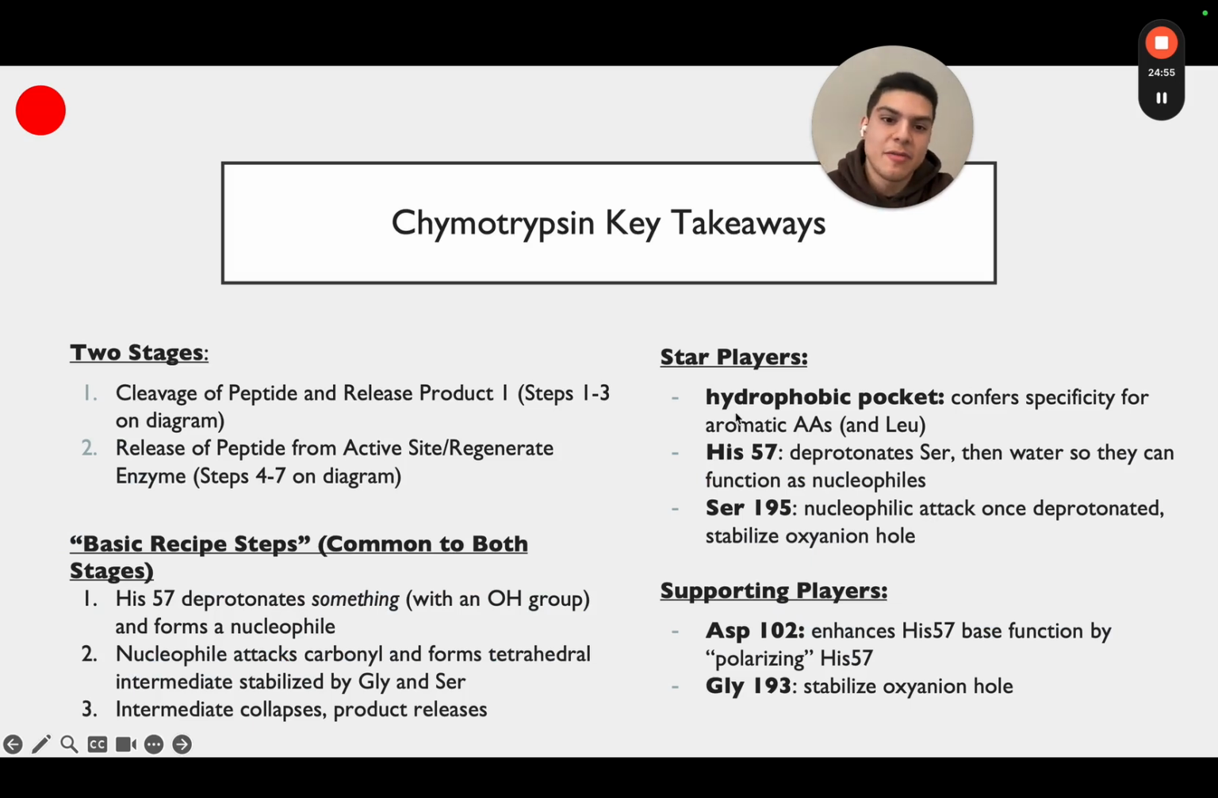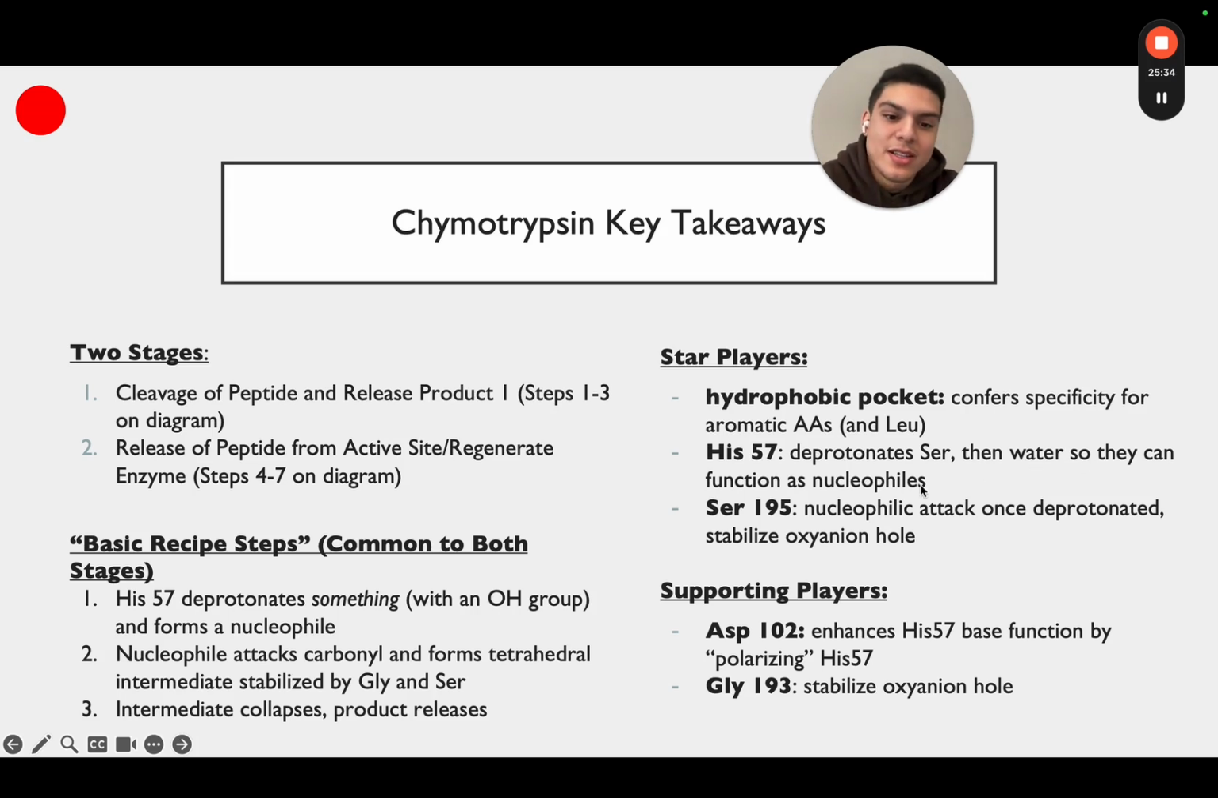So just some key takeaways from the chymotrypsin mechanism. There are two stages. You have the cleavage of the peptide and release of product 1, which is the carboxyl side of the peptide fragment. The second stage is release of the peptide from the active site, and you regenerate your enzyme. So that's steps 4 through 7 on the diagram. I have that listed if you want to go through it again and replay it. Some star players are the hydrophobic pocket, which allows for specificity of which amino acids are able to bind into the chymotrypsin active site. You have histidine 57, which deprotonates the serine.